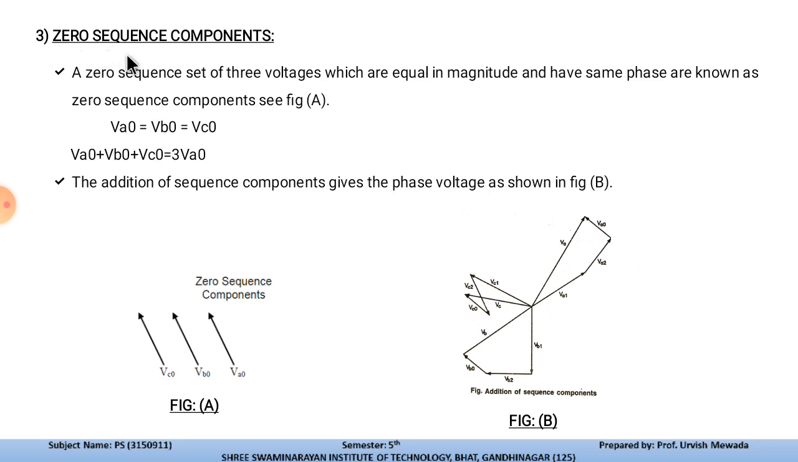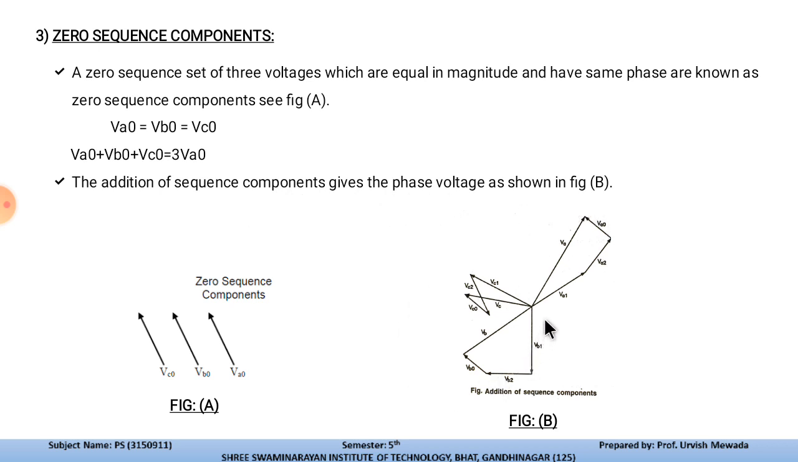Now let us discuss the zero sequence component. In the case of zero sequence component, a set of three voltages which are equal in magnitude and have the same phase are known as the zero sequence component, which is shown in this diagram. So VA0 is equal to VB0 is equal to VC0. There is no phase difference between each other. So that's why VA0 plus VB0 plus VC0 is equal to 3 VA0. So all are equal, and this is how we can describe the addition of the sequence components.